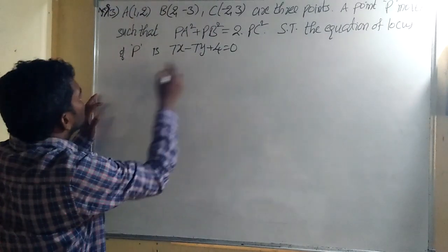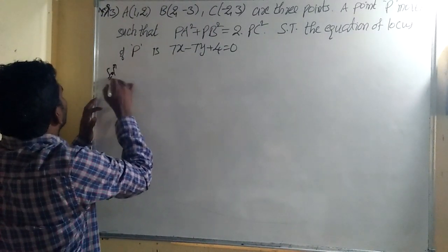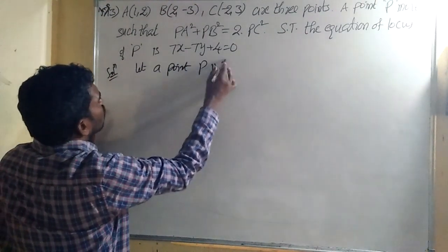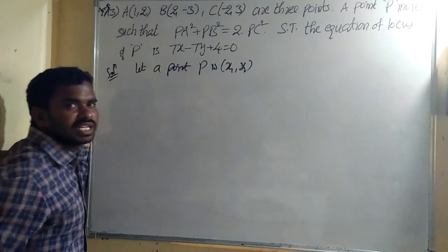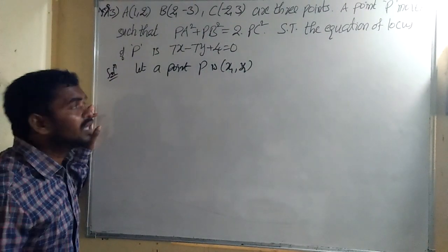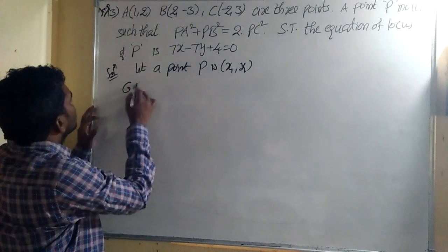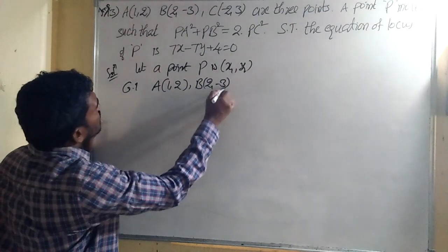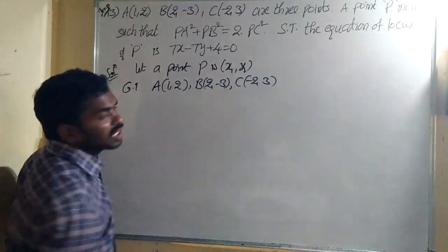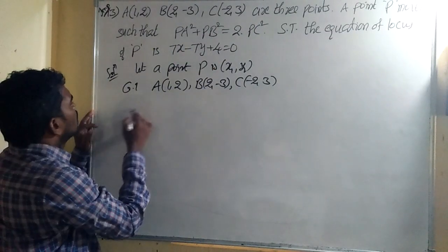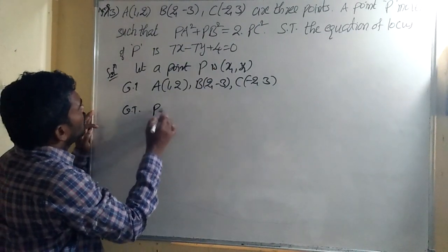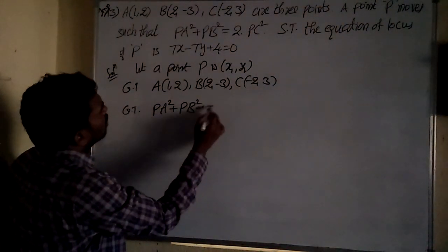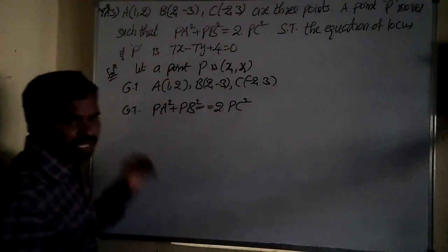So this is C. A is given, B is given, C is given. First step, solution. Let the point P, or locus of P, be (x1, y1). That is common. And what are the given points? Given that A (1, 2), B (2, -3) and C (-2, 3). And the given condition is PA square plus PB square is equal to 2 into PC square.